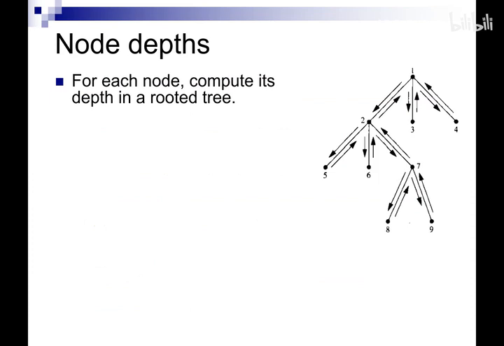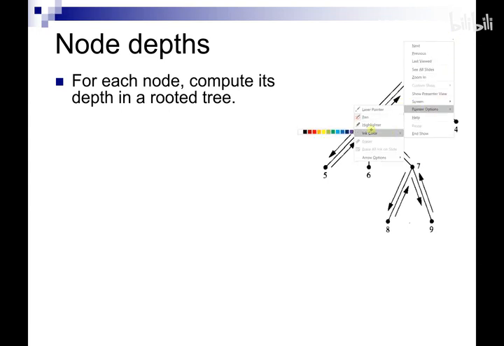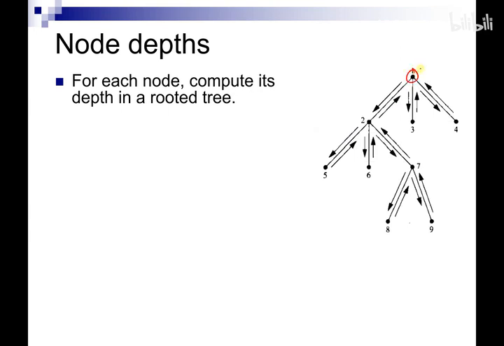Okay, so next we're going to look at the problem of depth. Once we've rooted this tree, that determines the depth of every node. So for example, let's go back to red. If this is the root over here, then these nodes 2, 3, 4 are at depth 1, the 5, 6, 7 are at depth 2, and then these guys are at depth 3. So now the problem we're given is that for each node, we want to compute its depth in a rooted tree.